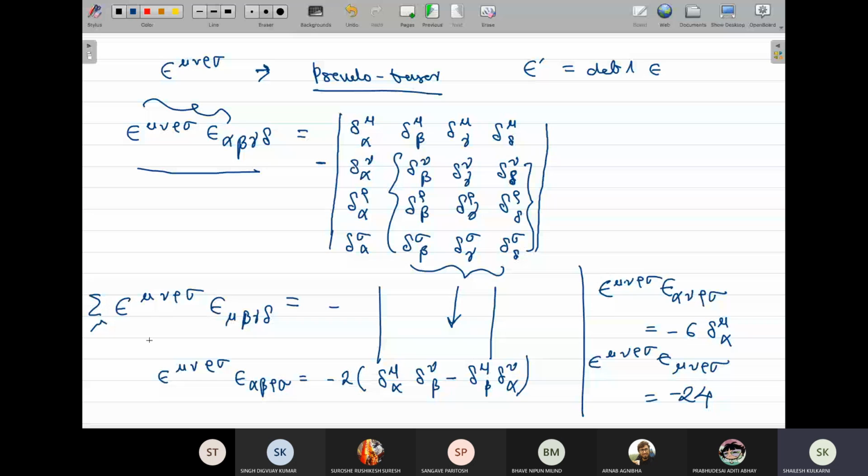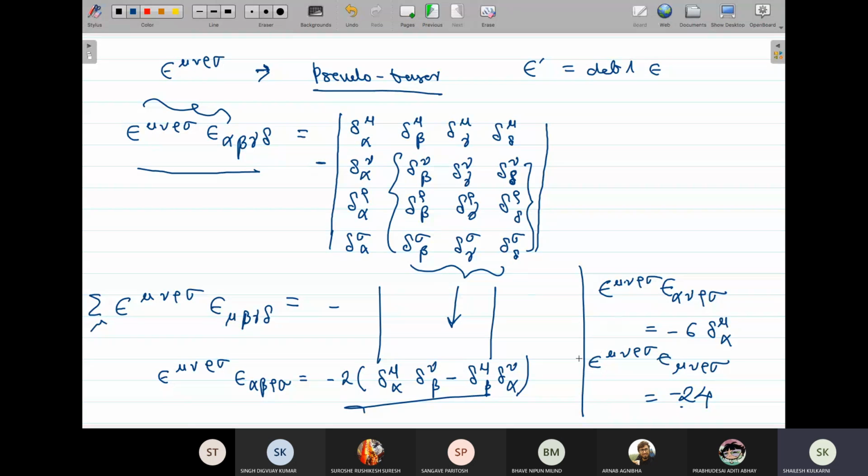Now here I am contracting one index: nu rho sigma alpha beta gamma delta. With the same logic, one can write this as a 3 by 3 determinant. Now you expand this, you get the answer, and then you contract 2 indices. Here one index is contracted. Now you contract 2 indices, you will get this result. You contract 3 indices, you get this, and you contract all the indices, you will get a scalar.